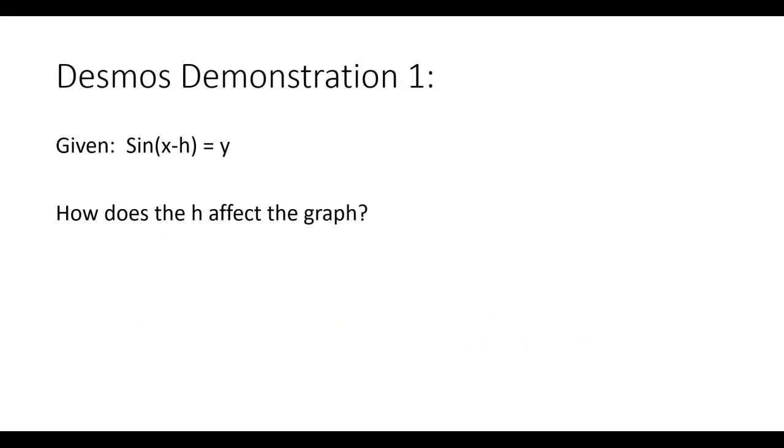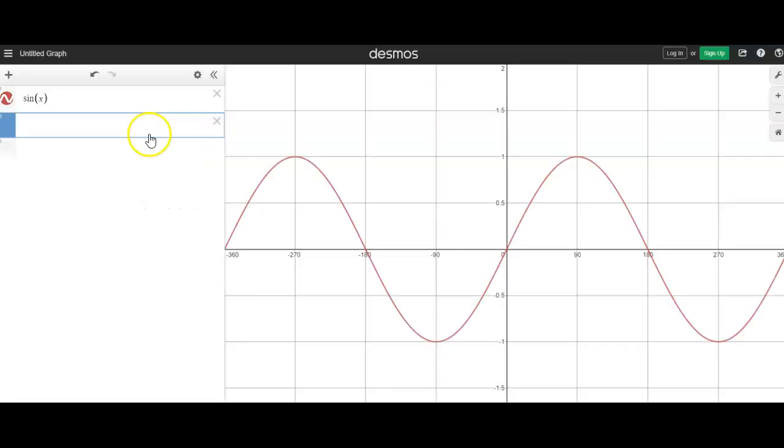So let's go ahead and do a Desmos demonstration here. We already know what a sine function looks like, but what happens whenever I subtract something on the inside? How will it affect the graph? Let's take a look at Desmos to explore that. Here on Desmos, I've graphed a sine function. What happens if I take a sine function and I subtract something from the x?